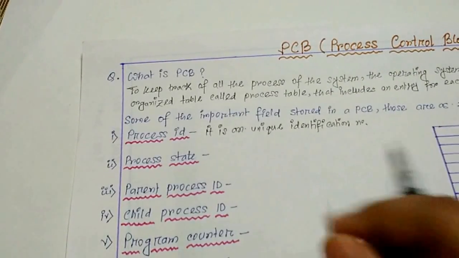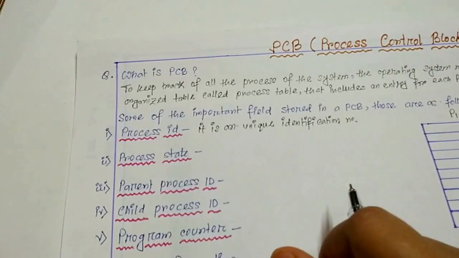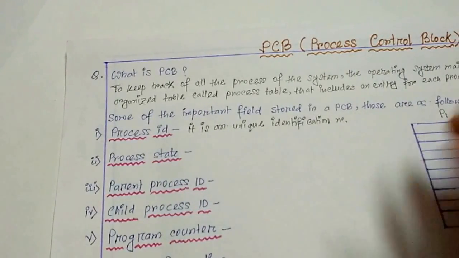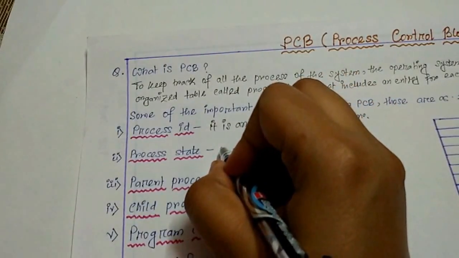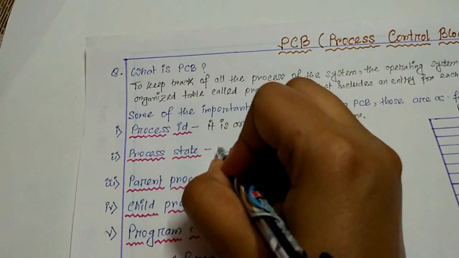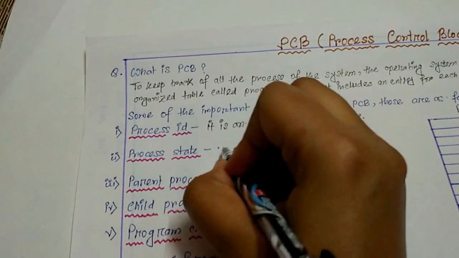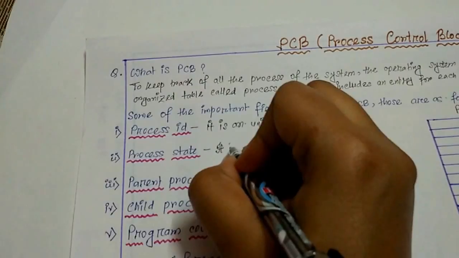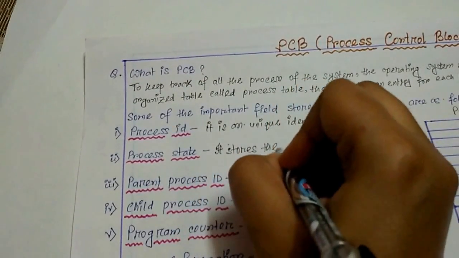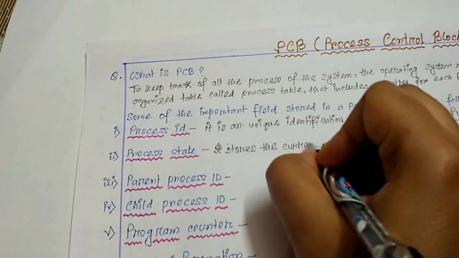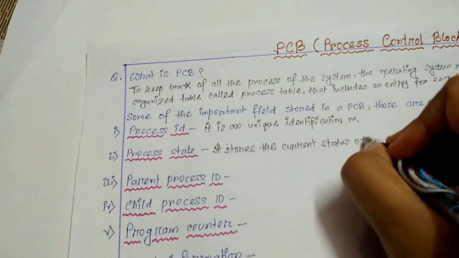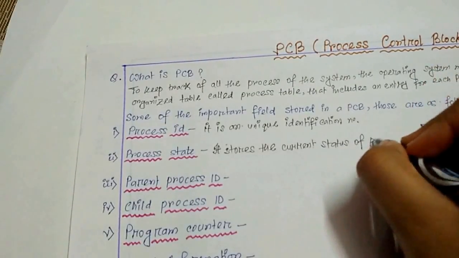Then comes process state. What is process state? It stores the current state of the process that can be new, ready, running, waiting, or terminated. The process state I previously discussed. The process state stores the current status of the process.